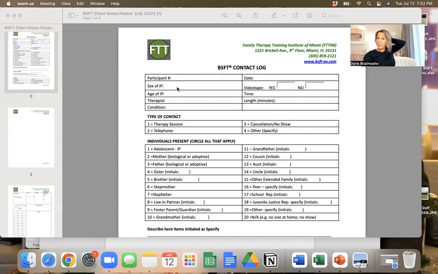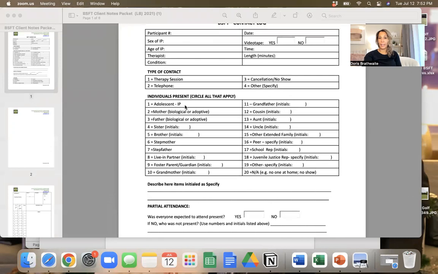We did the participant number, sex of IP. IP varies from site to site as well. For my particular home site, which is with a juvenile justice department, my IP is identified as the youth. So the sex of my IP is going to be the identified child, since we deal with families with children who are on probation. That's just on my site. Your site may be different, and we can discuss IPs further in detail as you navigate through diagnosing your families. The age of your IP; the therapist's condition for the most part stays blank.